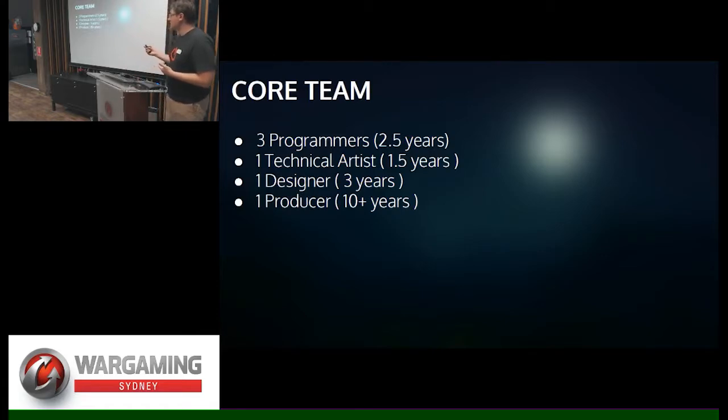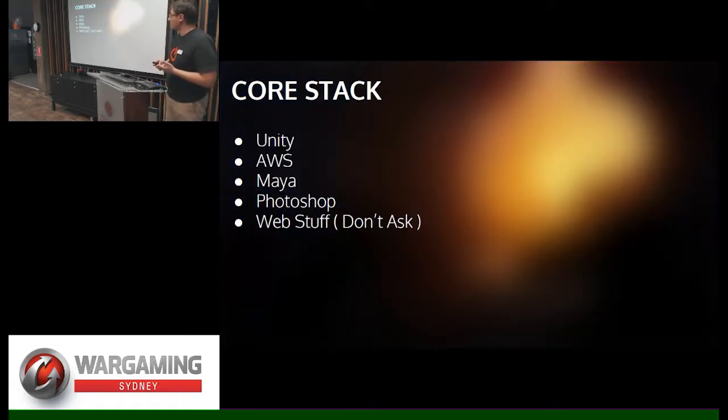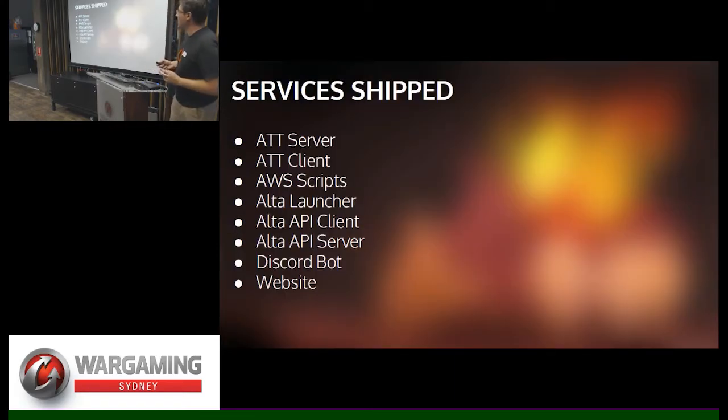So the core team is three programmers, with 2.5 years experience in brackets, one technical artist, one designer, and one producer with 10 plus years. That's me. So that's basically six people as of today. Our core stack is Unity on the client side and Unity on the server side. Then AWS for cloud, Maya for asset authoring, and Photoshop for concept stuff and web stuff. I hate it, so don't even talk about it.